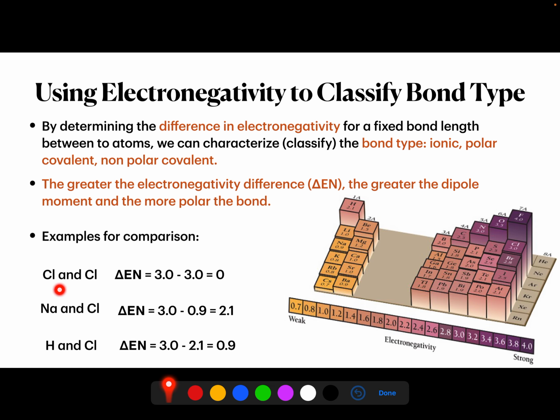In the first example, we're comparing two chlorine atoms. So this would be Cl2. When we have two chlorine atoms, they both have the same electronegativity, and according to the table, that value is 3.0. If I wanted to know the difference in electronegativity between these two, I would subtract 3.0 from 3.0 and get a value of 0. Well, there's no difference in electronegativity. And so this particular bond is not polar at all. There's no unequal sharing. They're sharing completely equally.